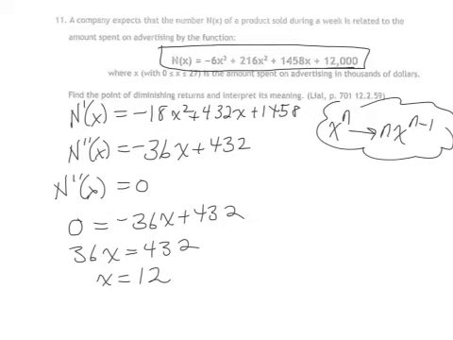So how would we interpret that? After this company invests $12,000 in advertising, they are going to see that the sales increase slower and slower. So they may see an increase in sales still, but the rate of increase of sales will slow down.